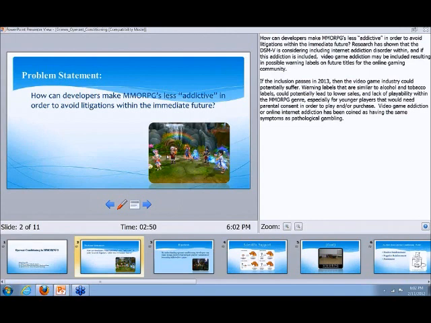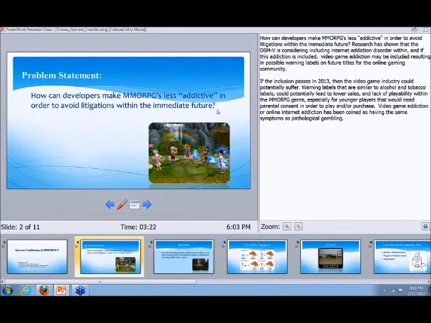If the inclusion passes in 2013, then the video game industry could potentially suffer. Warning labels that are similar to alcohol and tobacco labels could potentially lead to lower sales and lack of playability within the MMO genre, especially for younger players that would need parental consent in order to play and or purchase the games. Video game addiction or online internet addiction has been coined as having the same symptoms as pathological gambling, which is included in the DSM-4 right now.